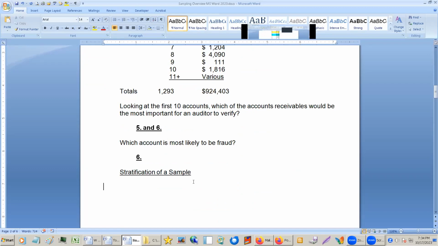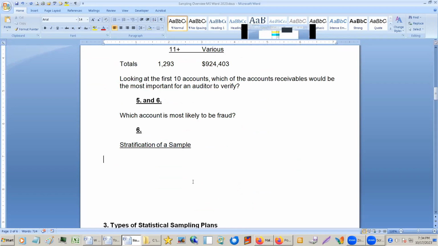Okay, so here's what we do for stratification of the sample. We take a sample and we break it up. So we say, okay, anything that is, say, over $10,000, we will audit that at 100%.